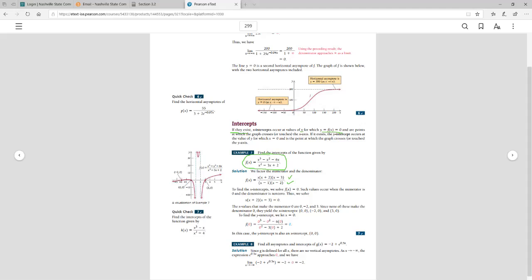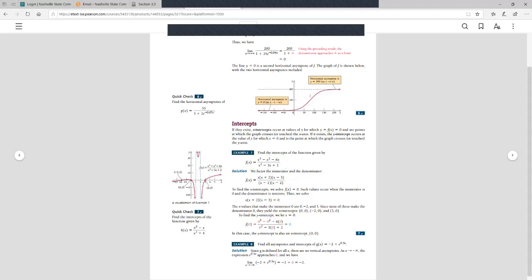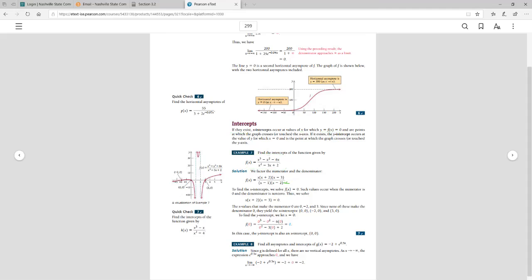Remember that intercepts occur whenever the y value is 0. There's nothing we can do to the denominator to make it 0. We do not want the denominator to be 0. In fact, we can use the denominator to figure out where the vertical asymptotes are. Notice that x cannot be 1, x cannot be 2. So if you look at the graph, when x is equal to 1, we have a vertical asymptote there. Likewise, when x is equal to 2, we have a vertical asymptote there.